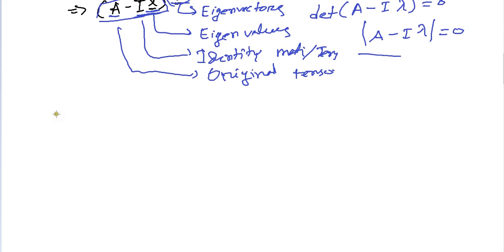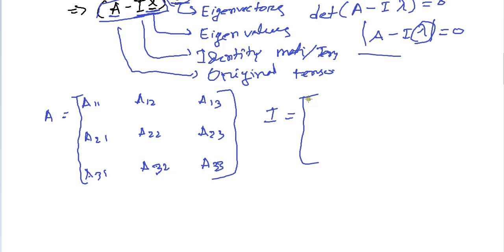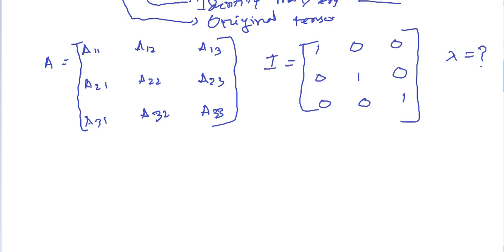Say for example A equals A11, A12, A13, A21, A22, A23, A31, A32, and A33. So we need to find the value of alpha, right? We know the identity matrix here: 1 0 0, 0 1 0, 0 0 1. And alpha, the corresponding eigenvalue, is what we need to find out, right?